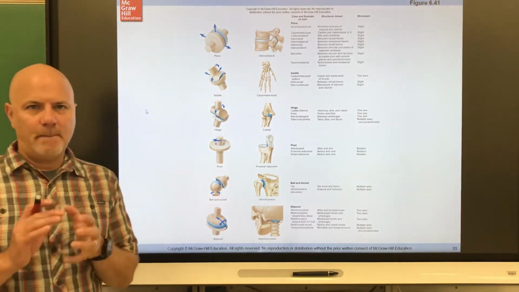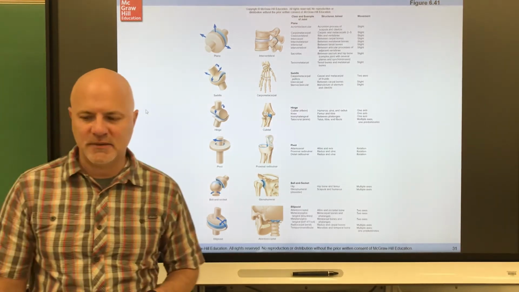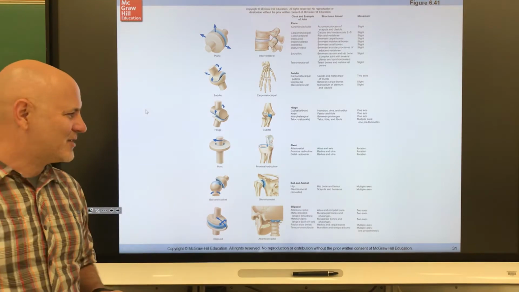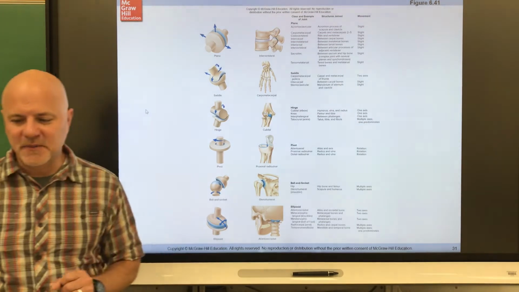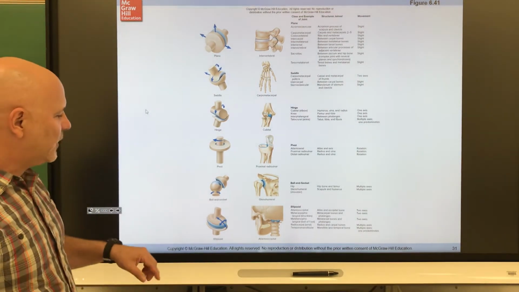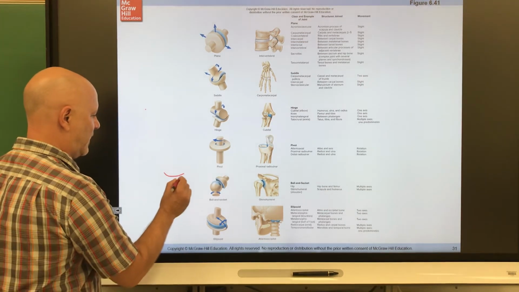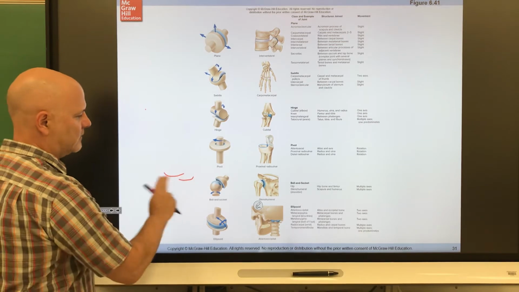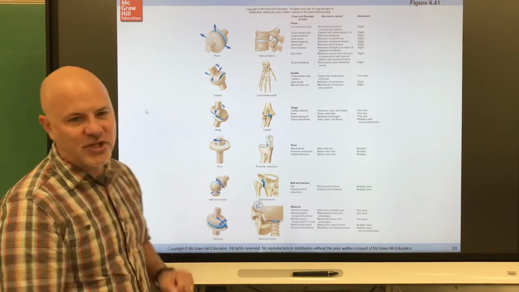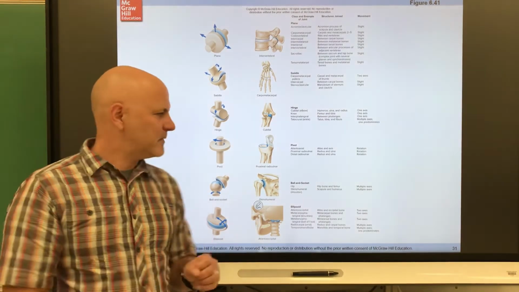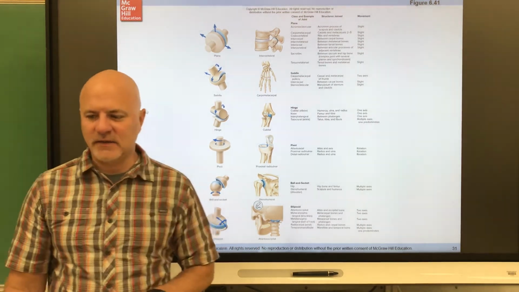So here you have a ball-shaped structure on one bone, corresponding to a cup-shaped structure on another bone. Okay, so this is found at our shoulders. It's also found at our hips. Next is ellipsoid. So down here you can see ellipsoid there. Basically one bone ends this way, and another bone has a complementary shape to it. So this is found between the atlas and the occipital condyles of the skull.